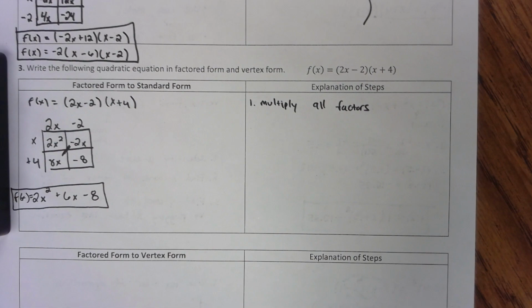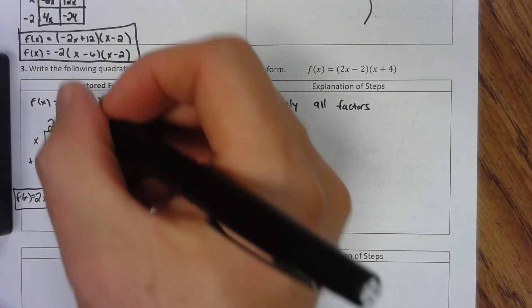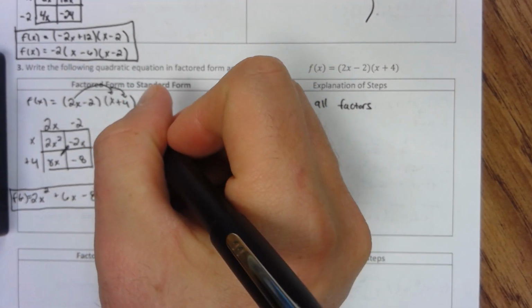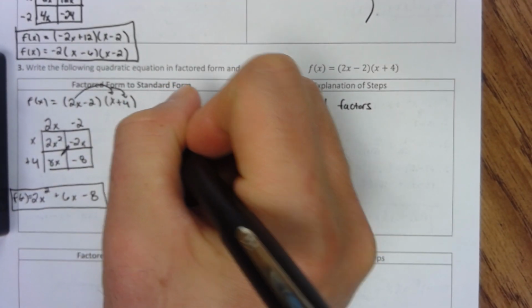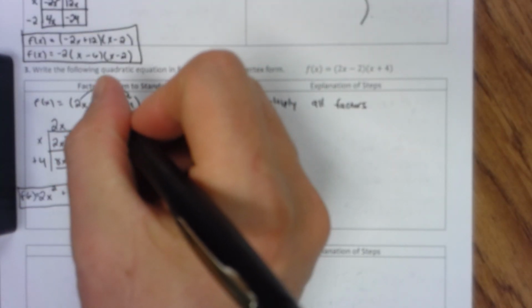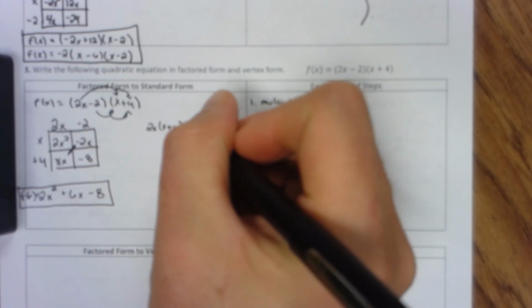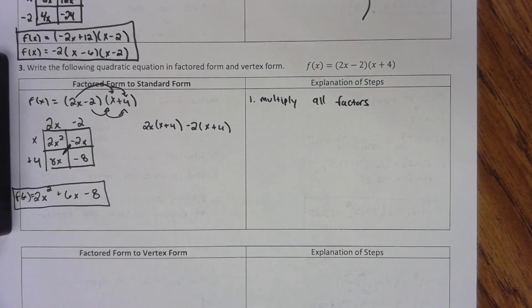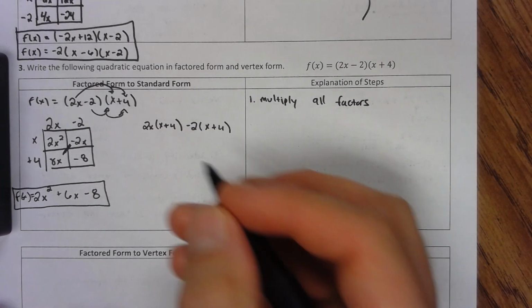Then the other way that we multiplied these terms is we knew we had to take 2x and multiply it by x plus 4. So we said 2x times x plus 4. And then we also knew that we needed to take negative 2 and multiply it by that same x plus 4. So we set up our distribution to happen twice.